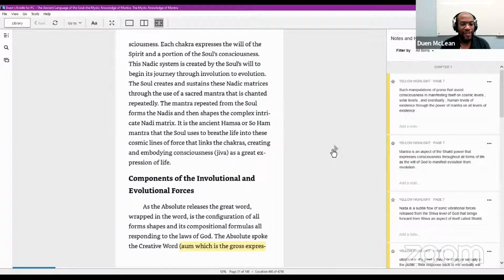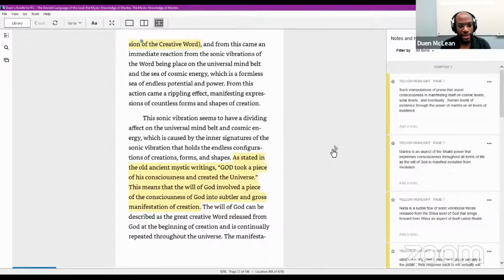Components of the involutional and evolutional forces. As the Absolute releases the great word, wrapped in the word is the configuration of all forms, shapes, and its compositional formulas, all responding to the laws of God. The Absolute spoke the creative word, AUM, which is the gross expression of the creative word.